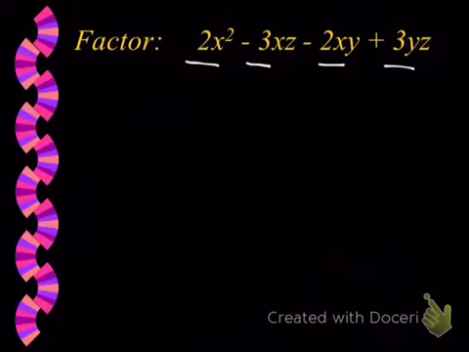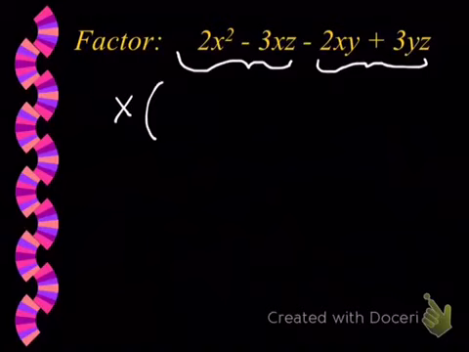You could regroup it. There's a lot of different things you can do. But let's just dance with who brung us and work through this problem. Do we have a GCF? No GCF, right? Not for all 4 terms. Okay, so let's try grouping these two. What can we take out of the first 2 terms? x. And that'll leave us with 2x minus 3z.